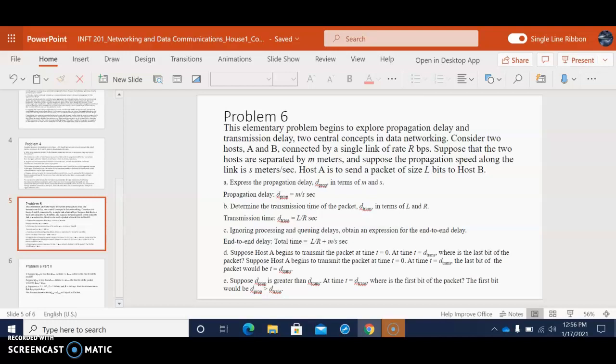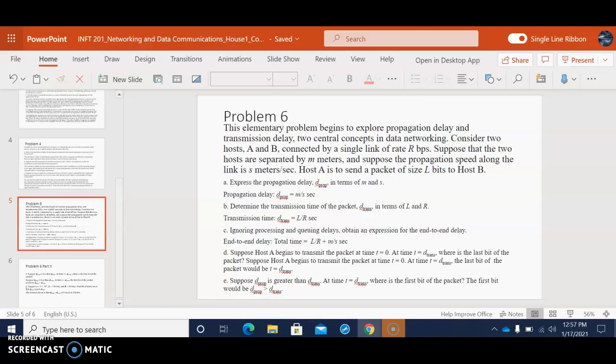Now, C. Ignoring processing and queuing delay, obtain an expression for the end-to-end delay. For that expression, they're asking us for a mixture between the propagation delay and transmission time. So they wanted us to add those two equations. So instead of using dprop and dtrans, we'll be using total time equals L over R plus m over s seconds.